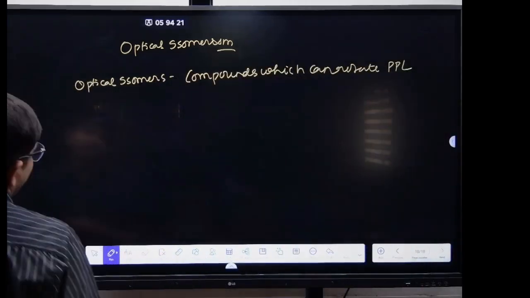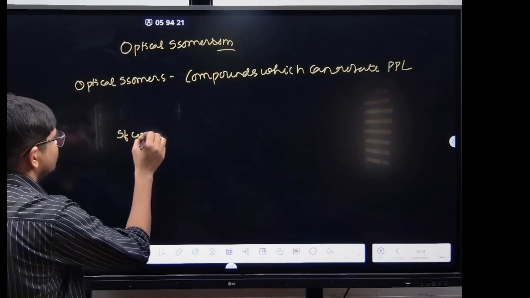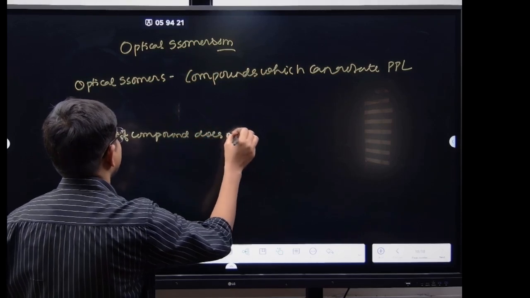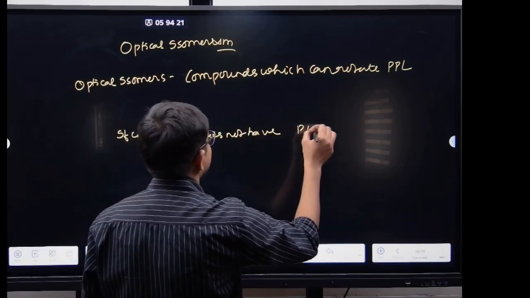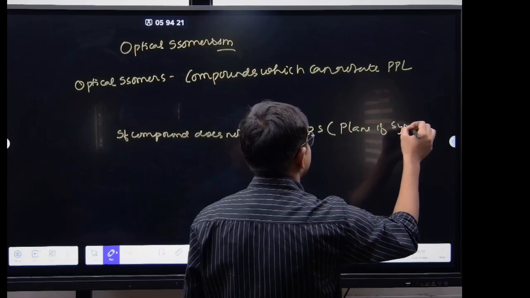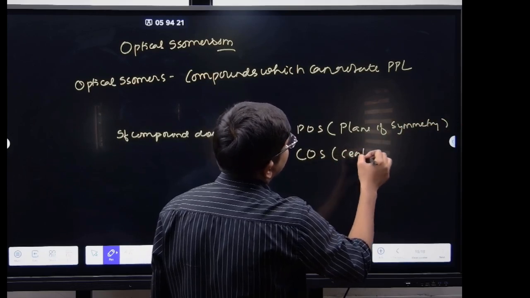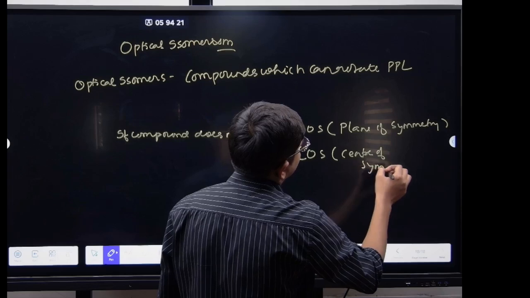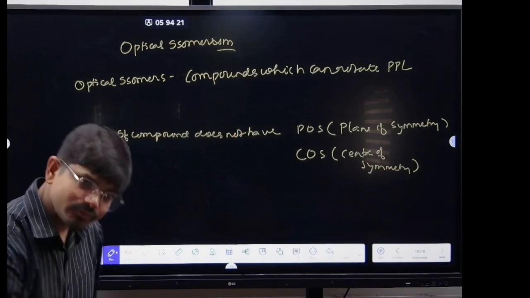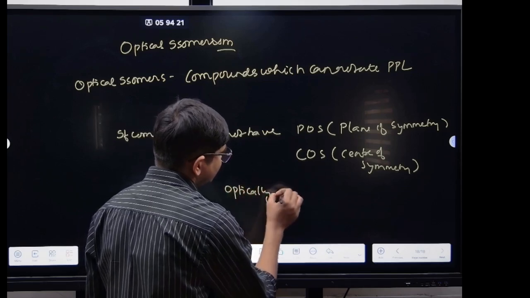So in order to know that, if a compound does not have a plane of symmetry and a center of symmetry, then the compound will be optically active.